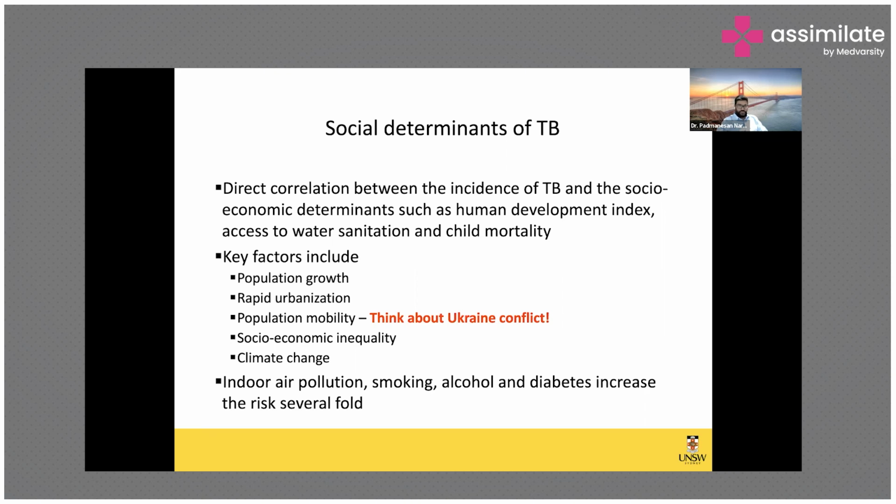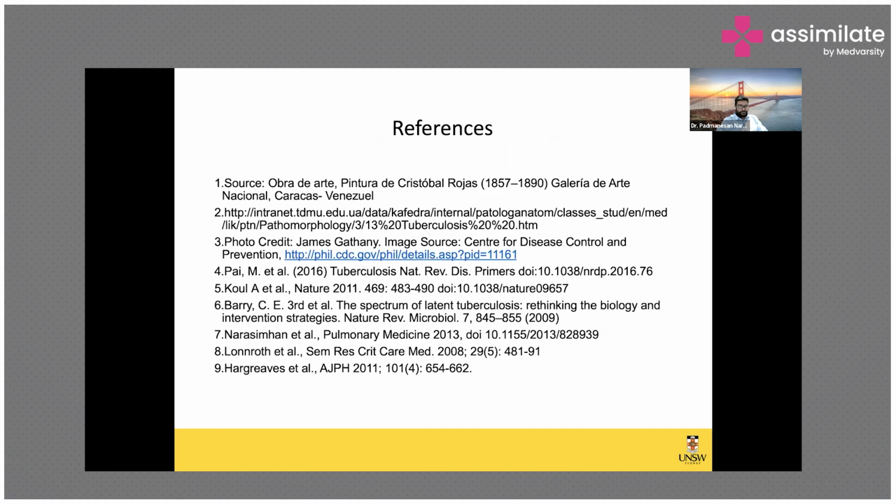So rapid urbanization, population mobility, socioeconomic inequality, and of course, climate change also plays a major role. So I think social determinants are very vital. I think it makes sense for us to take a grip of these social determinants, especially in terms of tuberculosis. So that's just a brief overview.